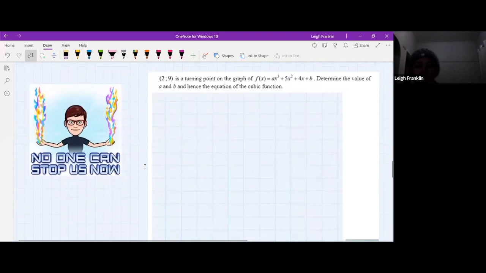Let's have a look at this question. So now they want us to calculate the value of a and b. Remember, a is the coefficient of the x cubed term, and in this case, b is actually the constant. It's going to be the y-intercept. What they've given us here is completely different to everything else. They've only given us one point, and they've told us that it is a turning point. So how do we approach a question like this? What do we do? Anybody know?